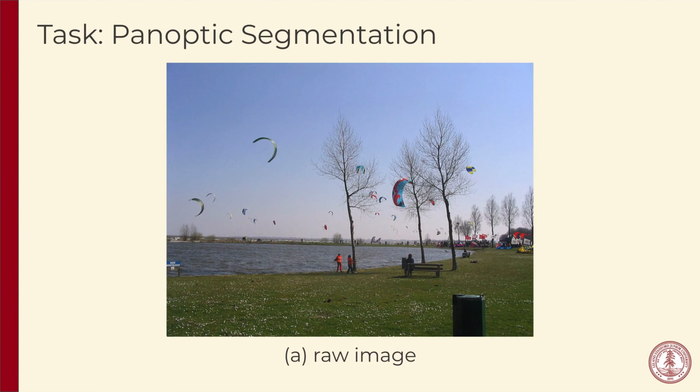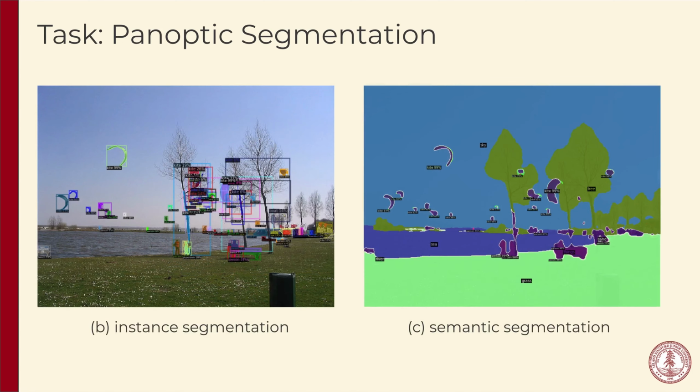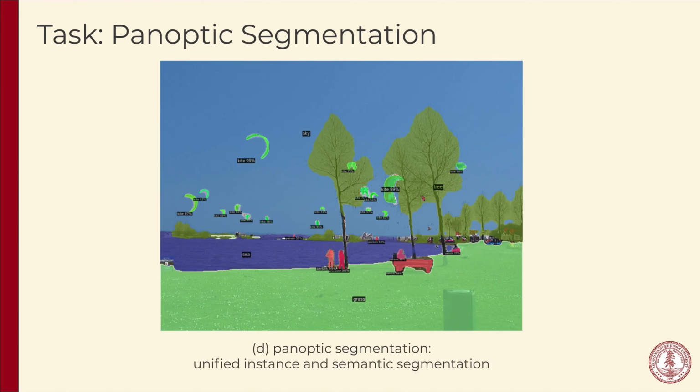Panoptic segmentation is a task originally developed by Facebook Research that unifies instance segmentation and semantic segmentation. To demonstrate, here first is a raw image, which we then segment using object instance detection on the left and semantic segmentation on the right. Finally, we generate overall pixel-wise class predictions for each pixel in an image with simultaneous object detection, with panoptic segmentation here demonstrated with both semantic and object instance detection class labels.